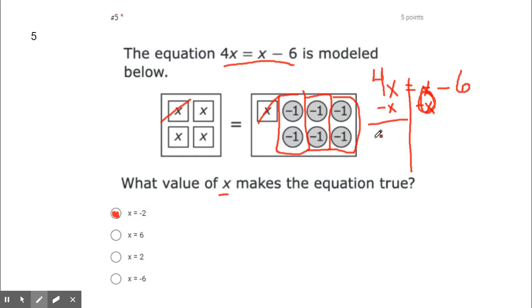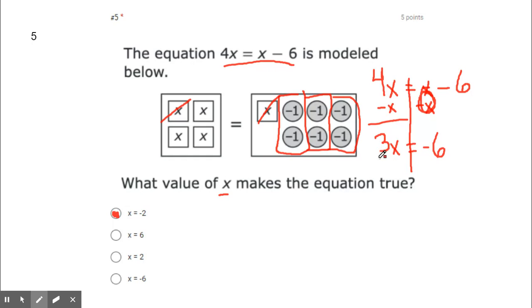That gives me then 3 x's, because 4 x's minus an x gives us 3 x's, equals negative 6. This minus sign is taking the value of 6. That's a -6 now, because subtracting 6 and a -6 have the same actions on a number line.